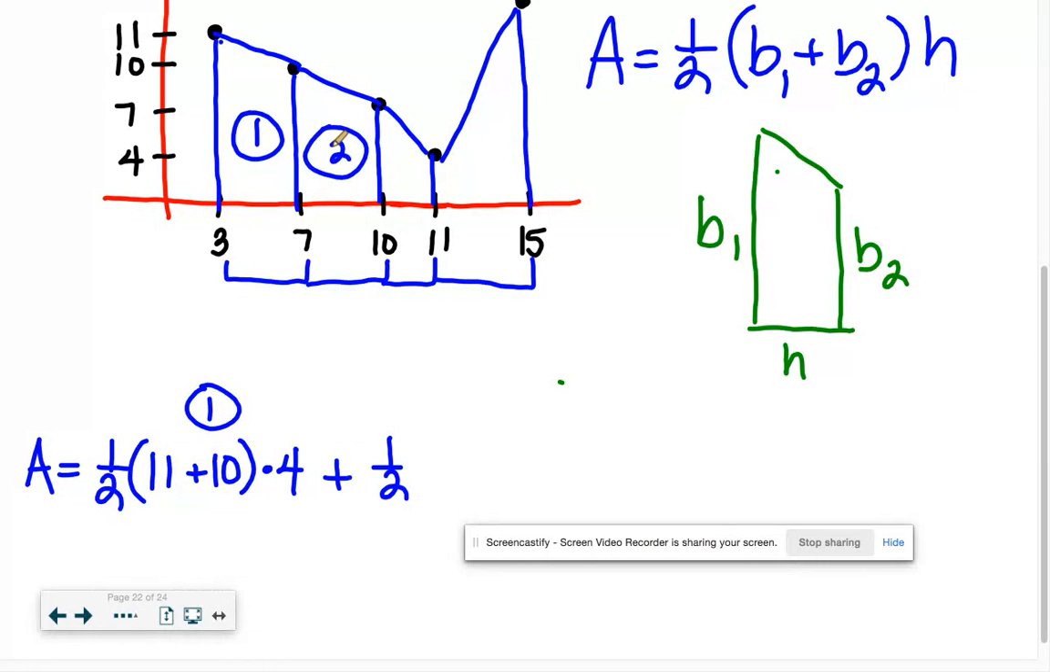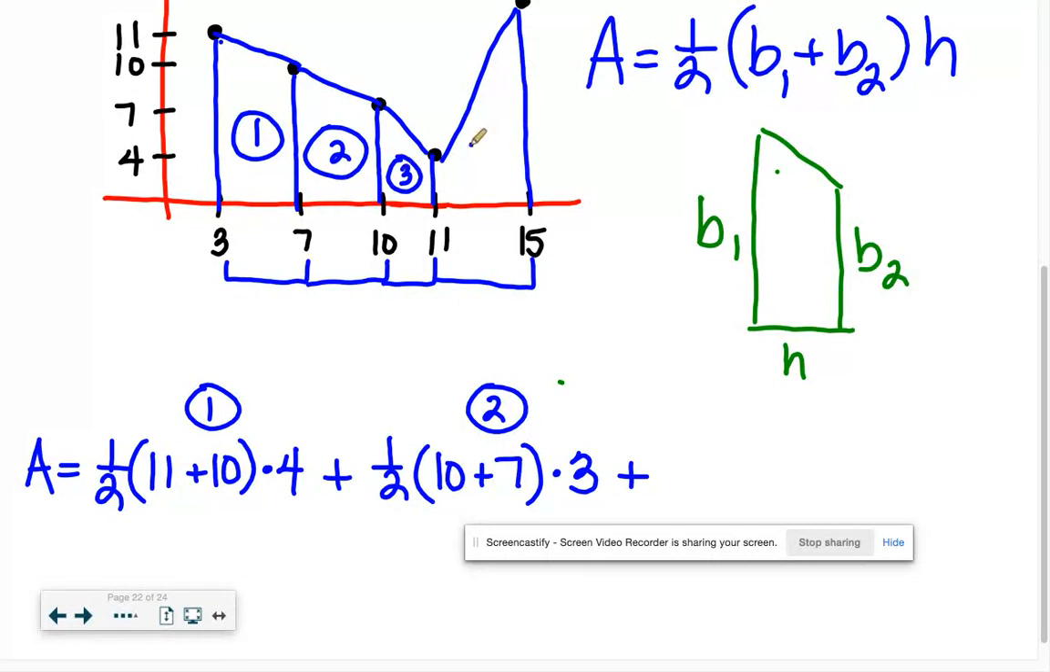Trapezoid number 2. Add up the bases, which that's the side measurements. It's kind of where it hits height-wise. So 10 and was this 7? 10 plus 7 times the width of the interval, which is 3.